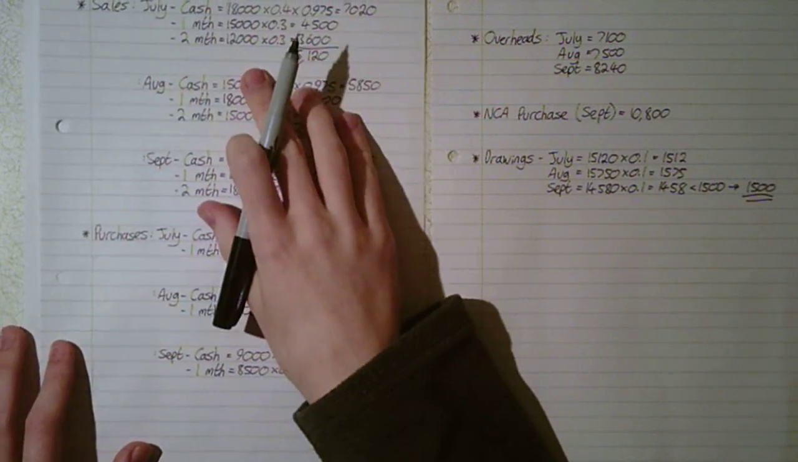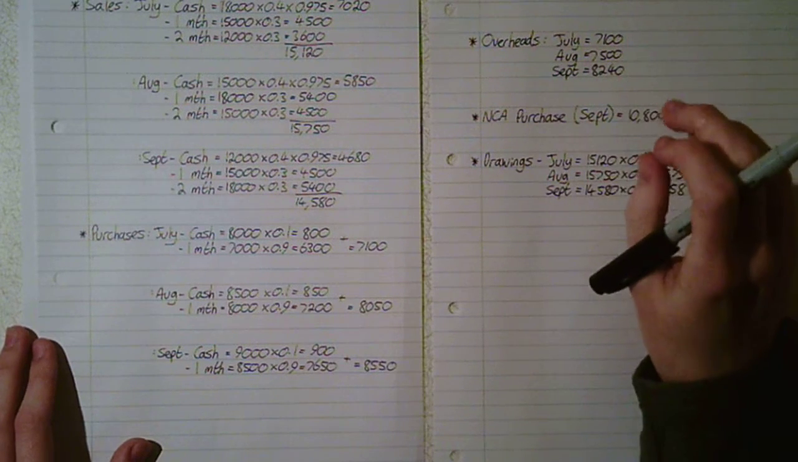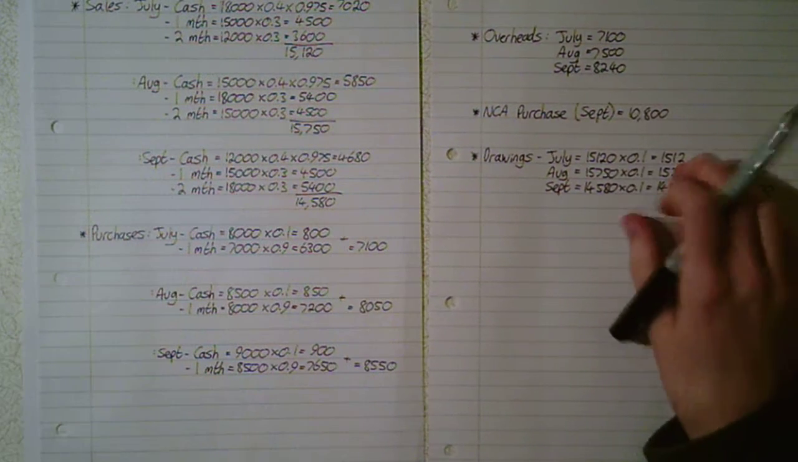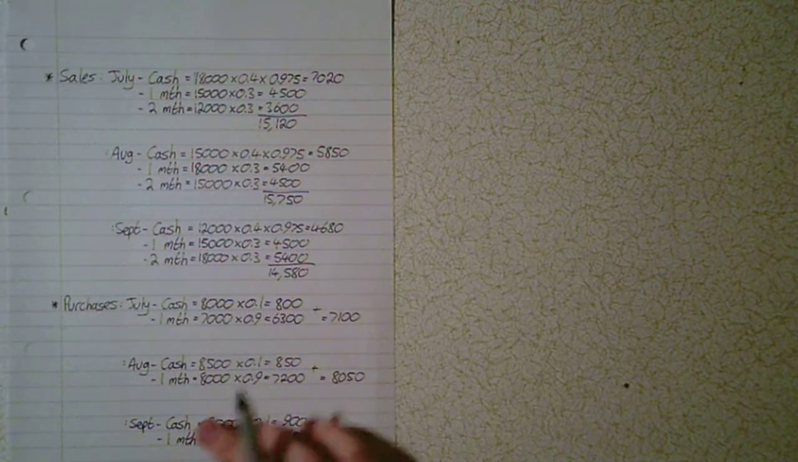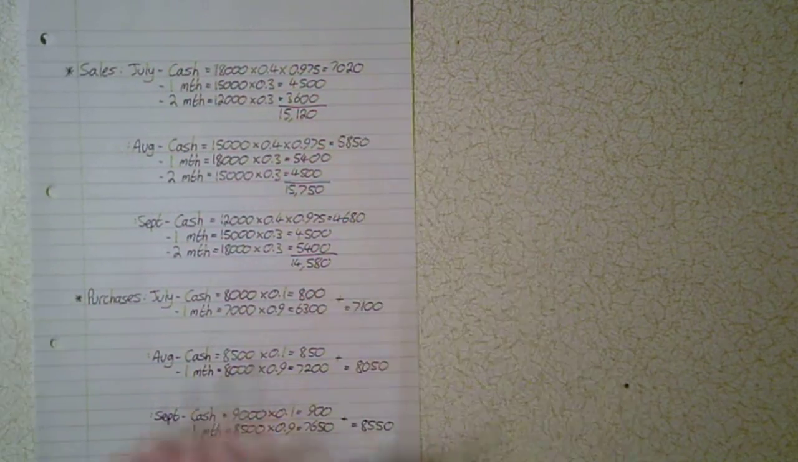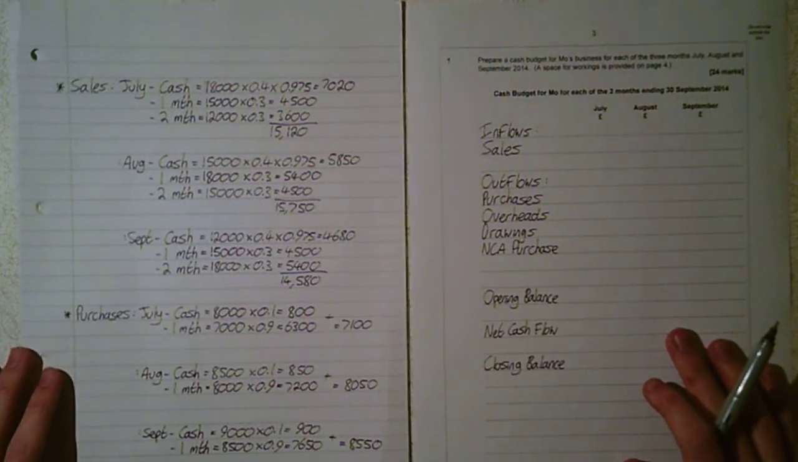Your sales, you're on the inflow, and you've got 4 outflows: purchases, overheads, the purchase of a non-current asset, and drawings. As simple as that. So with that in mind, I can put the question paper away for a little bit, but we'll need it when we come to the end of July's cash flows for a reason, and I'll bring it back.